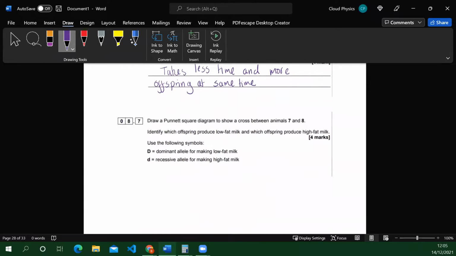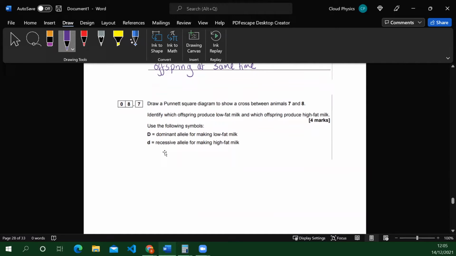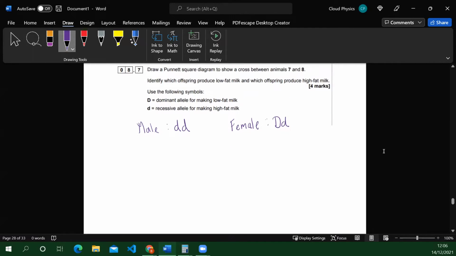It says, draw a Punnett square diagram to show a cross between animals 7 and 8. Identify which offspring produce low fat and which produce high fat milk. Use the symbols D, dominant for making low fat milk, or d for making high fat. So we said the male cow was homozygous, DD, and the female was heterozygous, Dd. So let's make a diagram that we usually do.